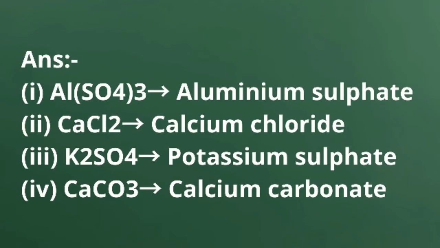Al2(SO4)3 is equal to aluminum sulfate. CaCl2 means calcium chloride, K2SO4 potassium sulfate, and CaCO3 calcium carbonate.